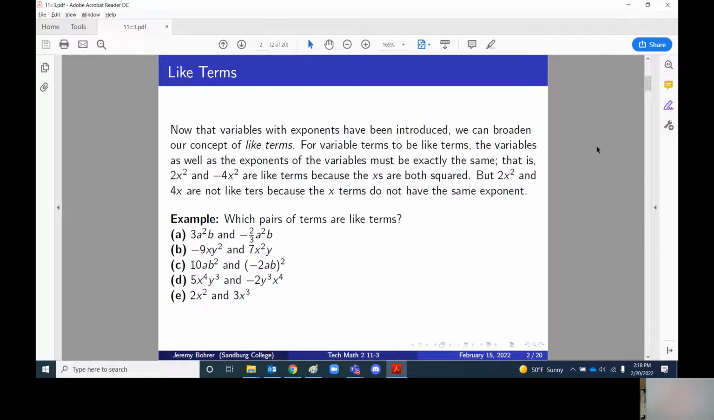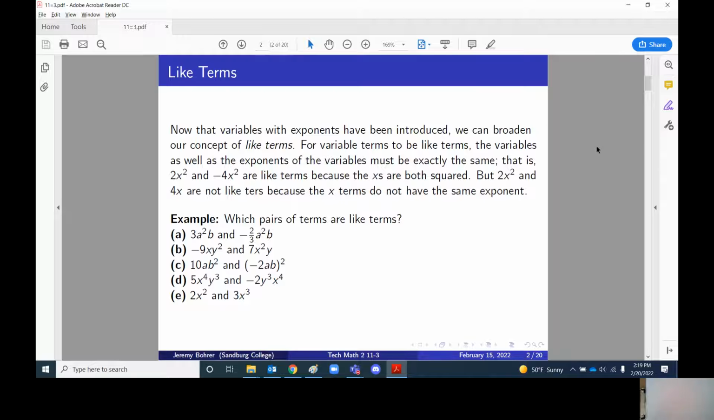So this first question asks us which pairs of terms are like terms, and the only pairs of terms that are like terms here are A and D. In A, we have a squared b in both of the terms. So those are like terms. In B, we have xy squared in the first term and x squared y in the second term. So these are not like terms. We've got the 2 exponent on the y in the first term and on the x in the second. So those are different. We cannot add those terms.